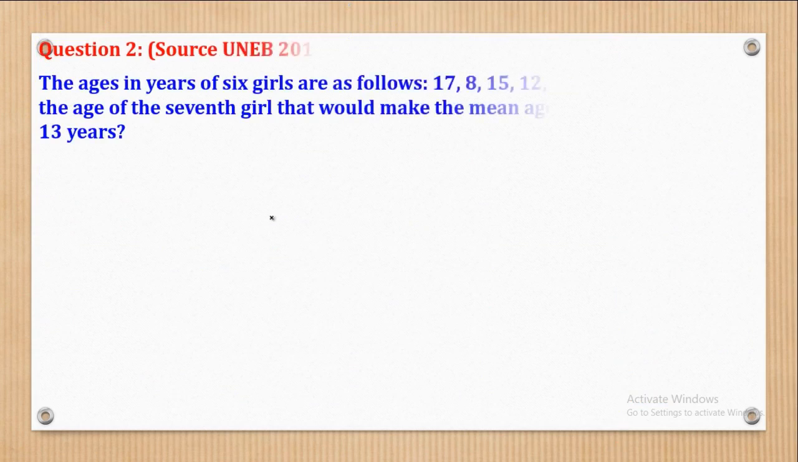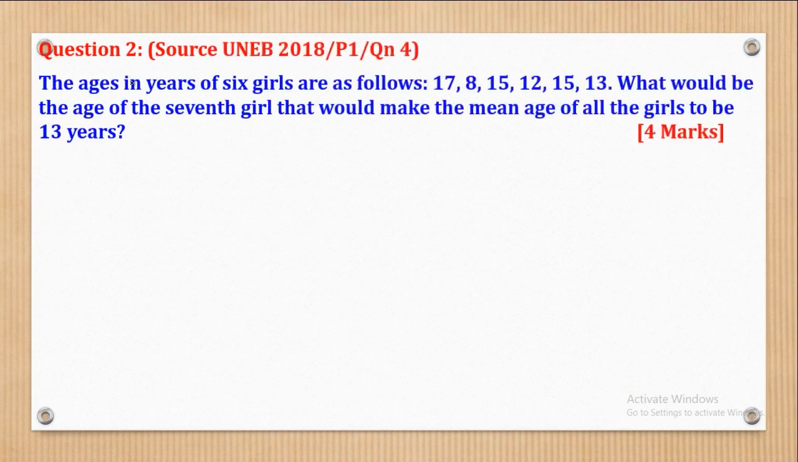Now we shall go to question 2. Question 2 came from UNEB 2018 paper 1 question 4, and says the ages in years of 6 girls are as follows. What would be the age of the 7th girl that would make the mean age of all the girls to be 13?